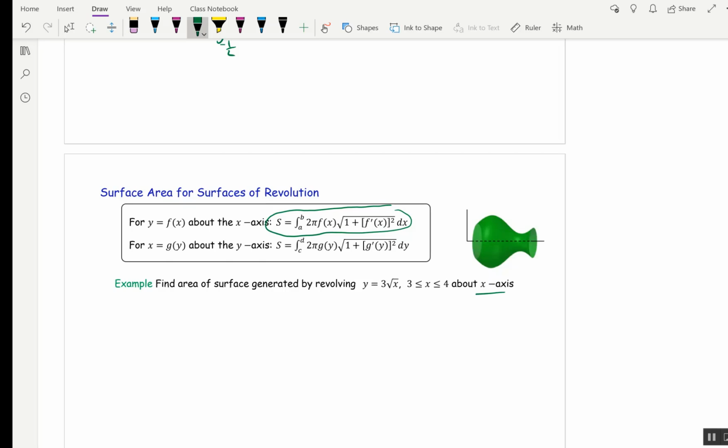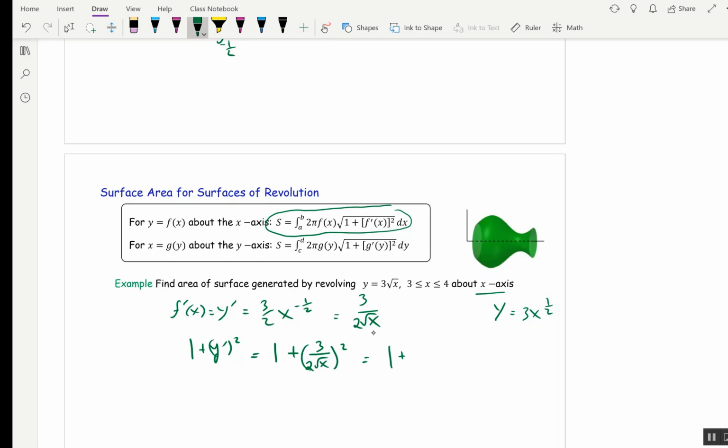So first let's start with our f prime of x. Our f prime of x is the same as y prime, which is, think of y as 3x to the 1/2. So the derivative is 3/2 x to the negative 1/2, which is 3 over twice root x. So 1 plus y prime quantity squared is going to be 1 plus 3 over twice the square root of x squared, which is 1 plus, you have to square the top and square the bottom, 9 over 4x. And so now let's put together our integrand.